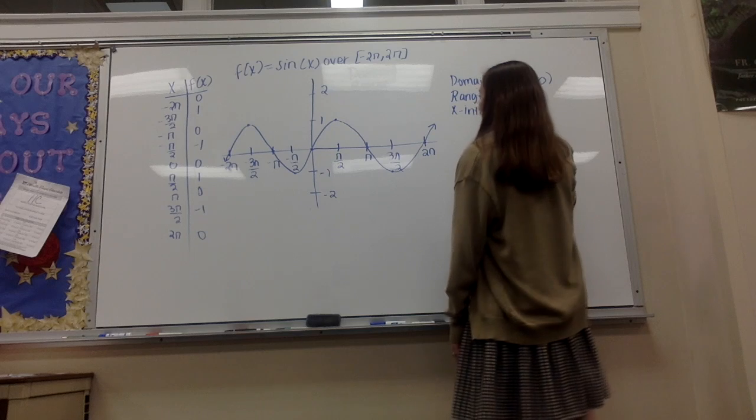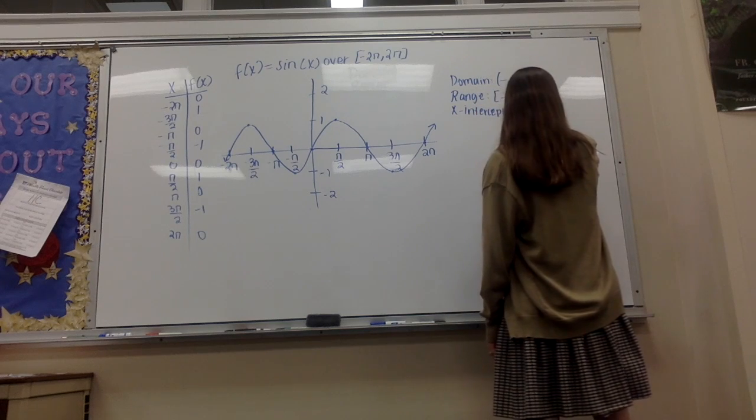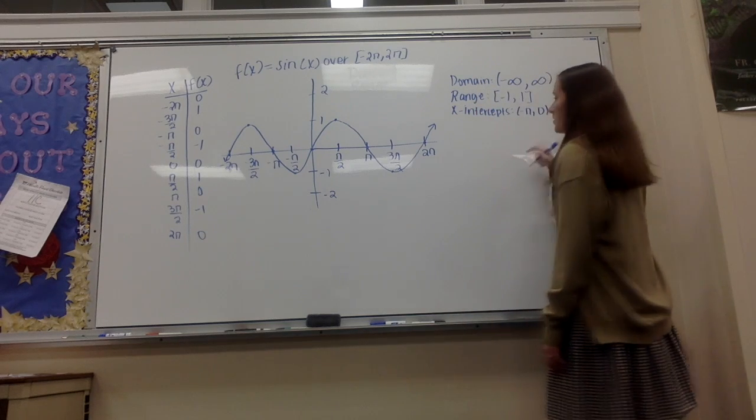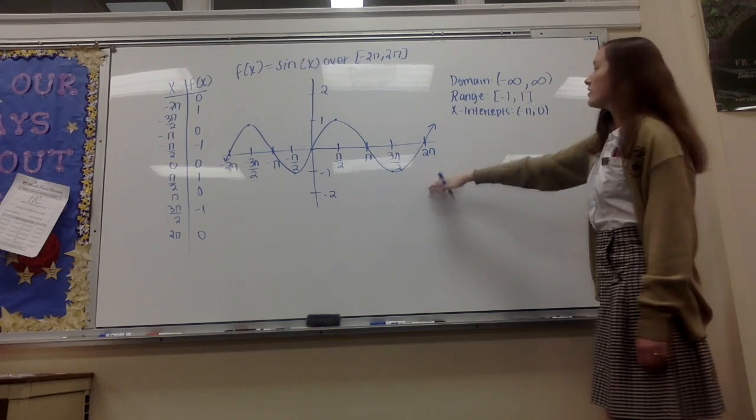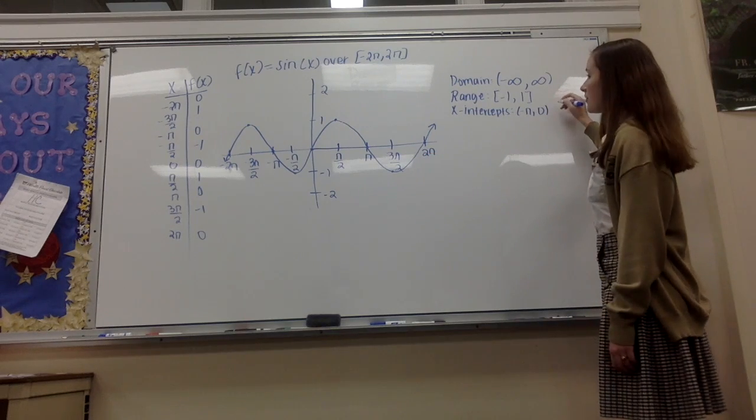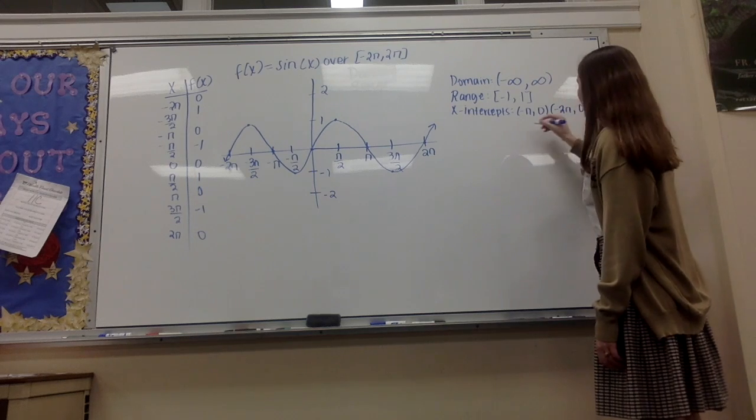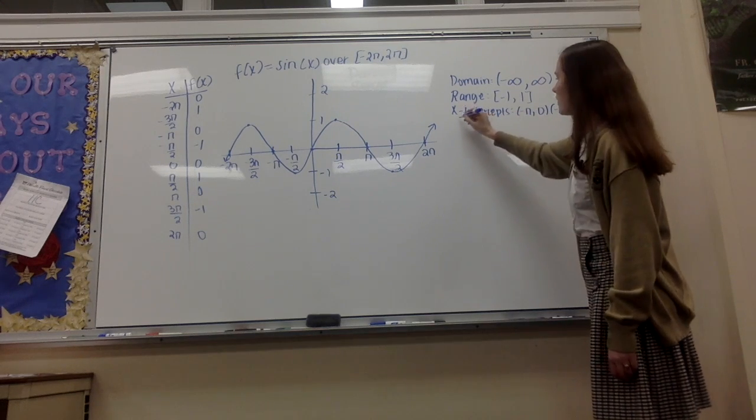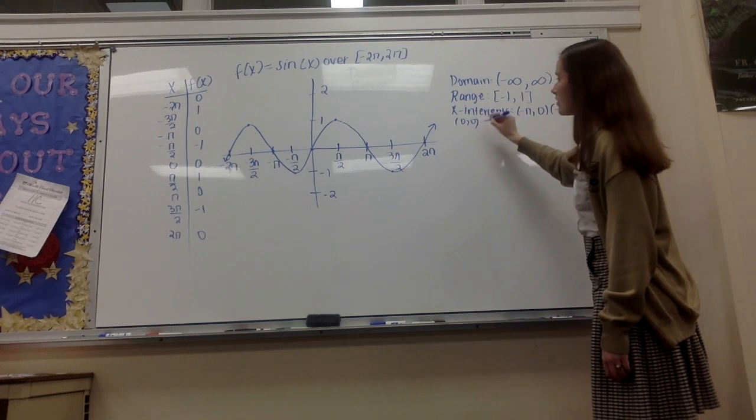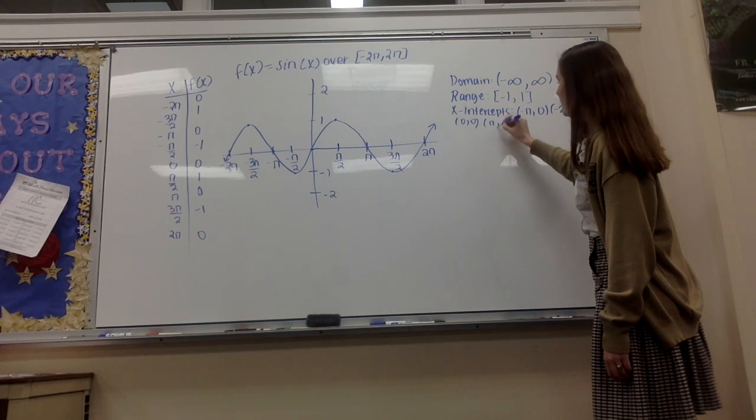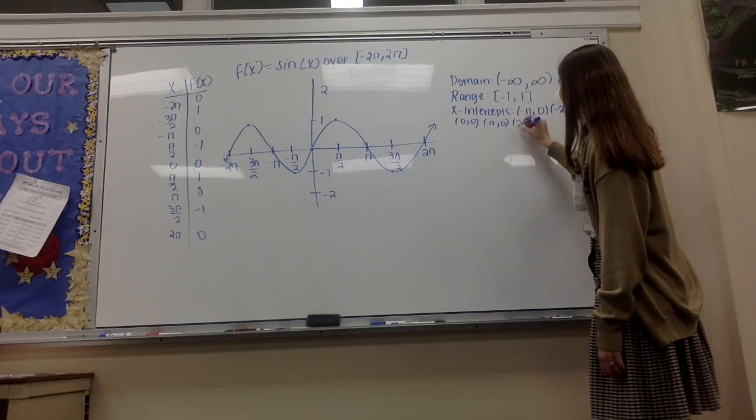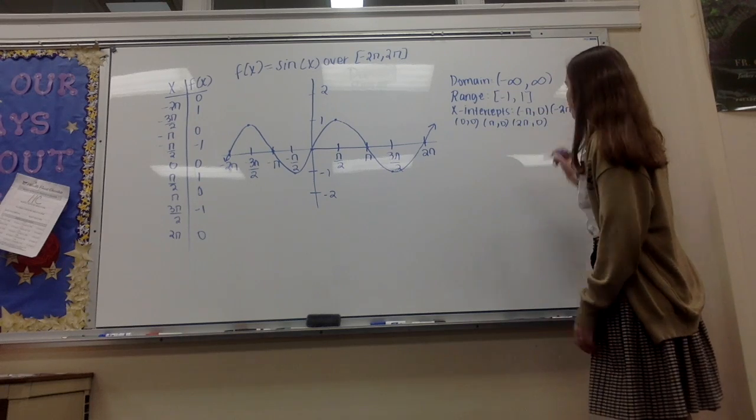We're going to have those at -pi, 0. Remember, these are just when the y value is 0. So we're going to have -pi, 0, -2pi, 0, and 0, 0, pi, 0, and 2pi, 0.